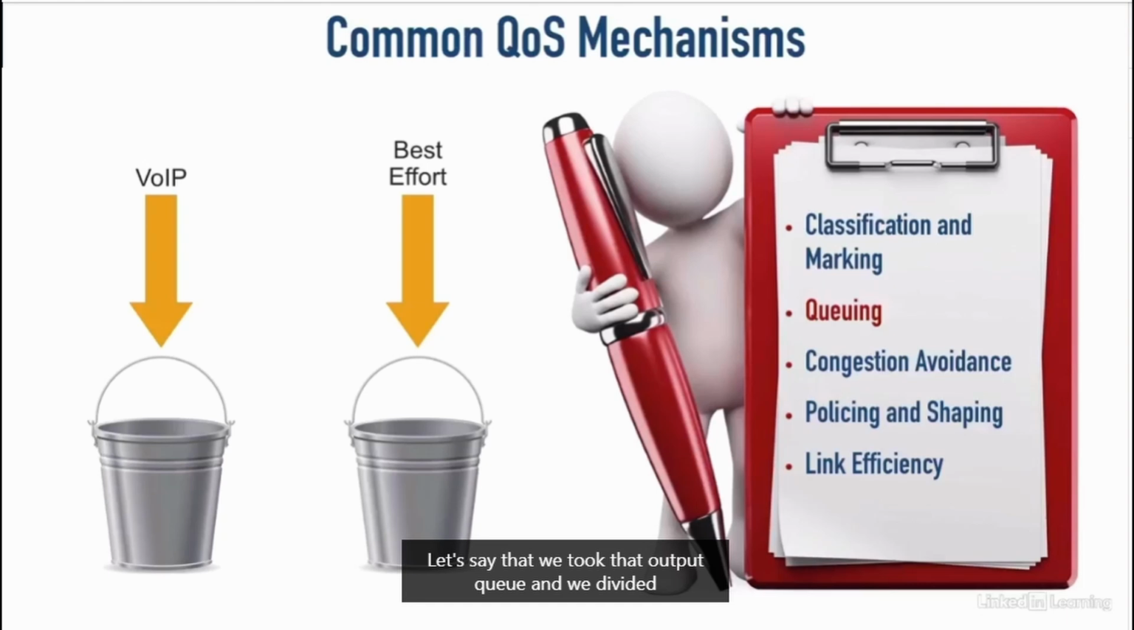But what if we did something very simple? Let's say that we took that output queue and we divided it into two queues, two sub queues. Maybe we're going to put voice over IP traffic in one queue or one bucket, and we'll put everybody else in the best effort queue or the best effort bucket. Now, the best effort queue might fill up, it might overflow, but meanwhile, the voice over IP bucket is not overflowing. We're not dropping voice traffic because we've done this basic queue separation.